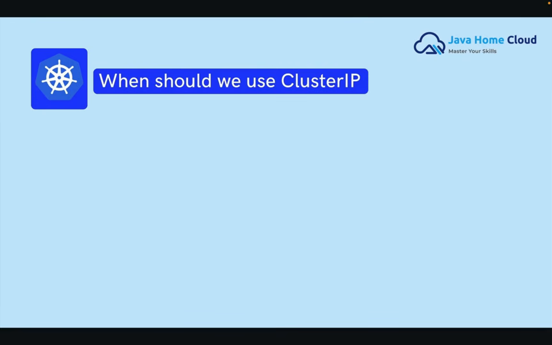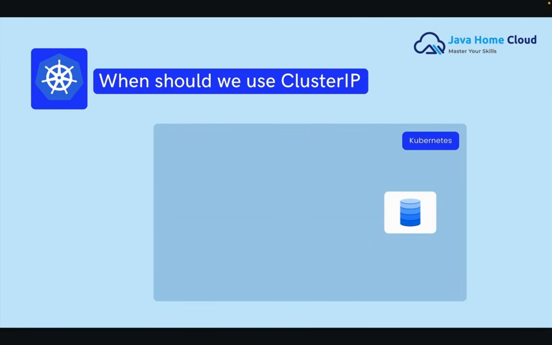Okay, when should we use cluster IP? Suppose we are deploying a database inside the cluster. Obviously, this database must be accessible only within the cluster. No one from outside can access the database directly. So for this, we want a stable endpoint. So create a service of type cluster IP so that applications running inside the cluster will access this database. No one from outside the cluster can directly access the database.